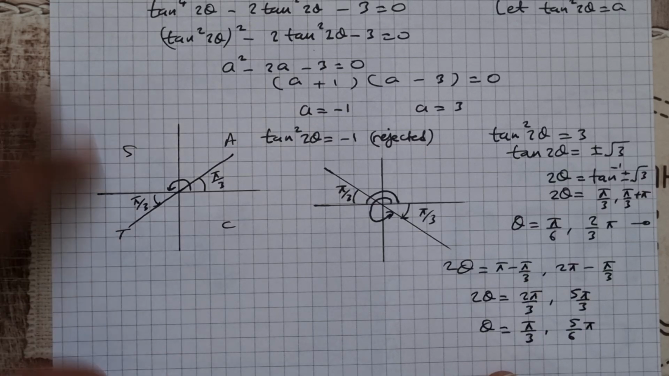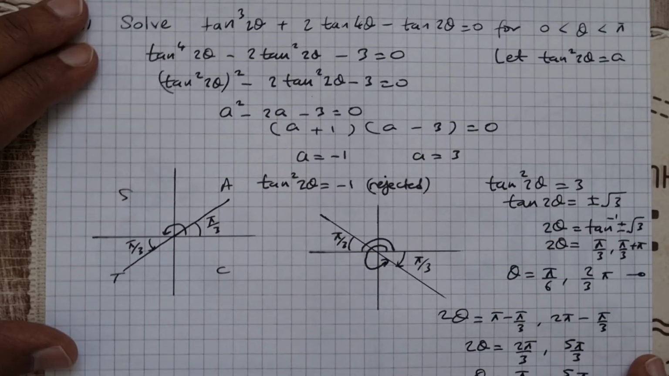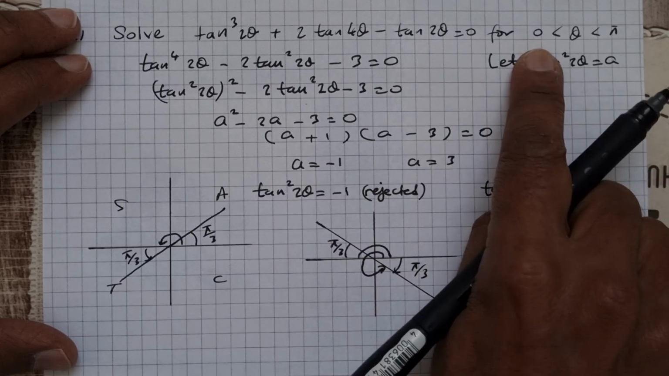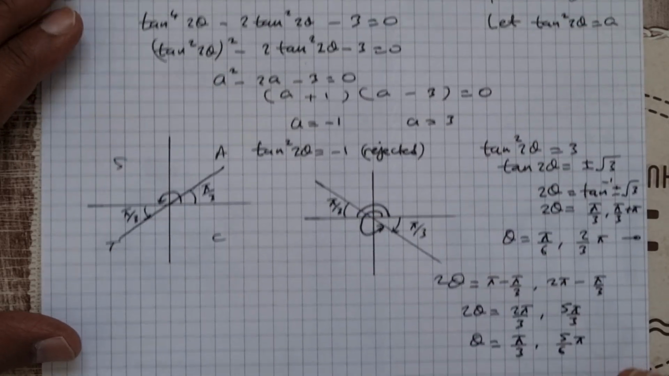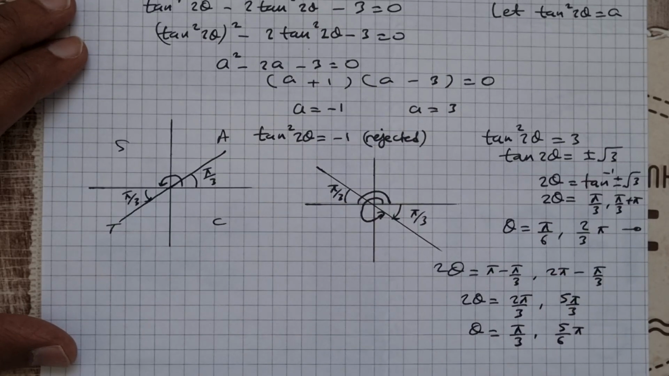Now, when we look at these angles, we see that all of them are within the required range, which is 0 less than theta less than pi. So here we are. That's the second part to question 7, part B of question 7.